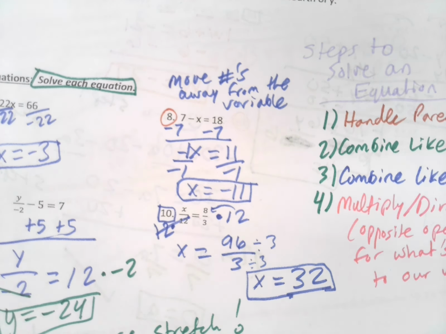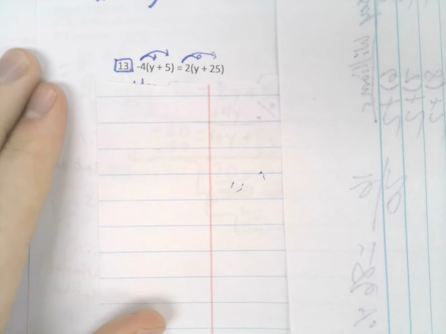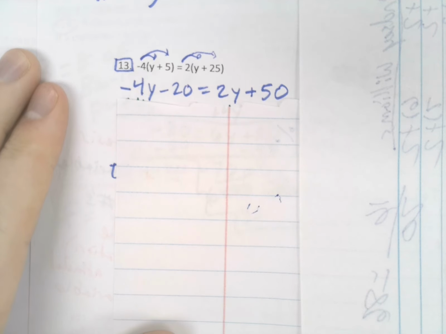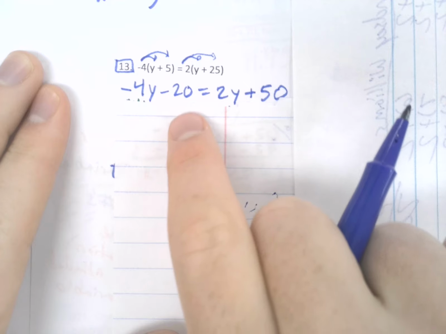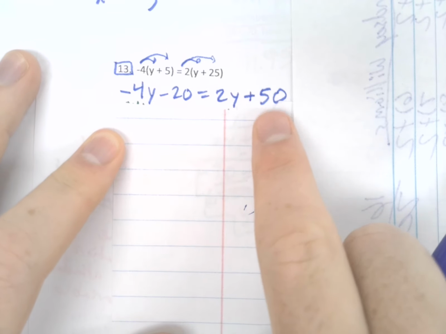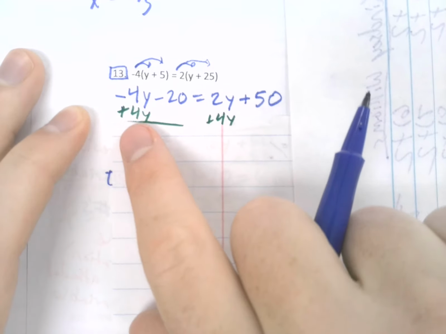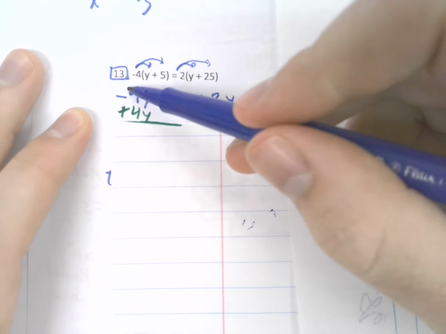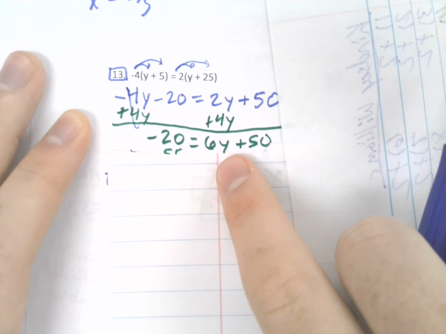On to the back page. So number 13, lucky number 13. Again, remember our 4 steps here, guys. We have parentheses, so we can distribute. That gives us negative 4y minus 20, because negative 4 times 5 is negative 20. 2 times y is 2y. 2 times 25 is 50. So then I'm going to add 4y over. And when I do that, 2y plus 4y gives me 6y.